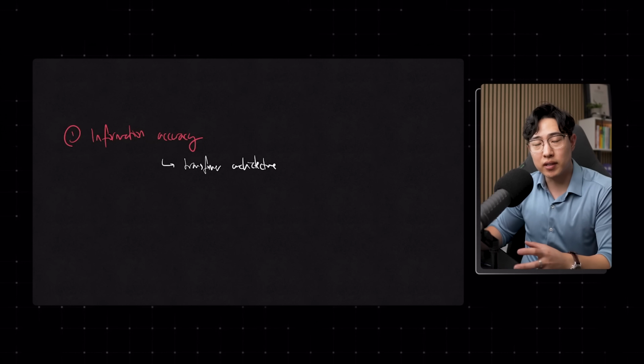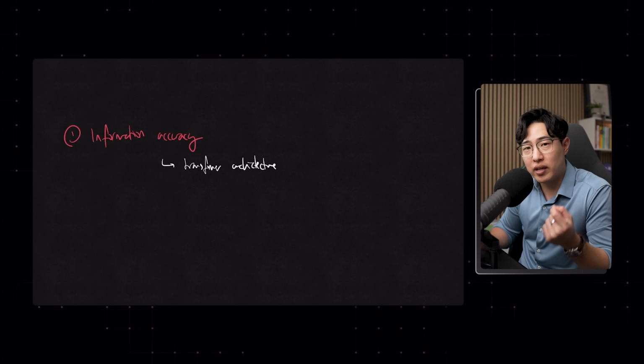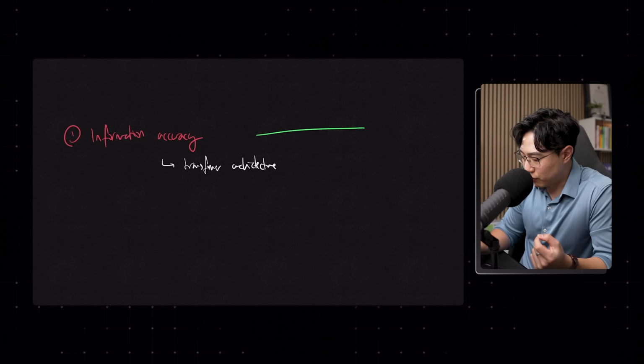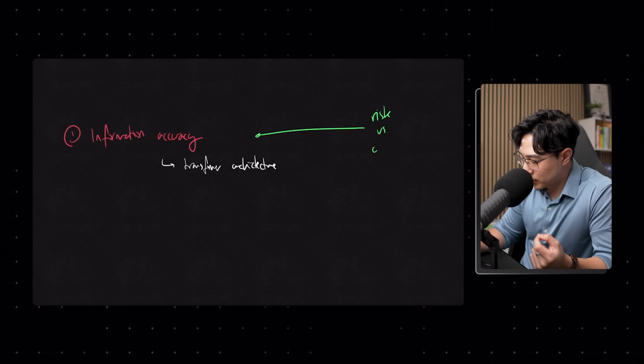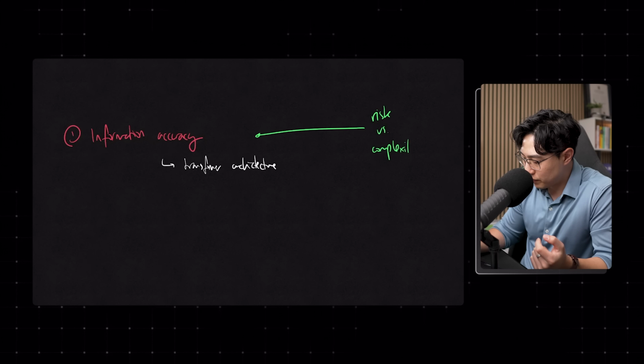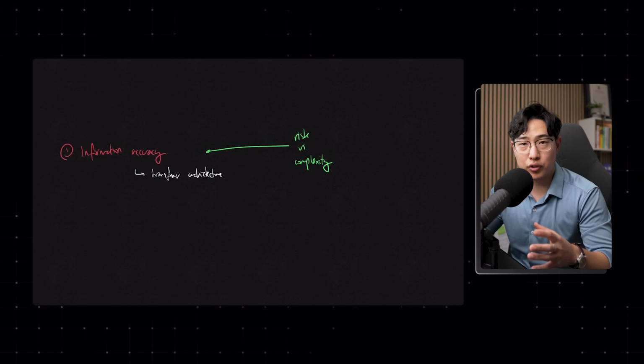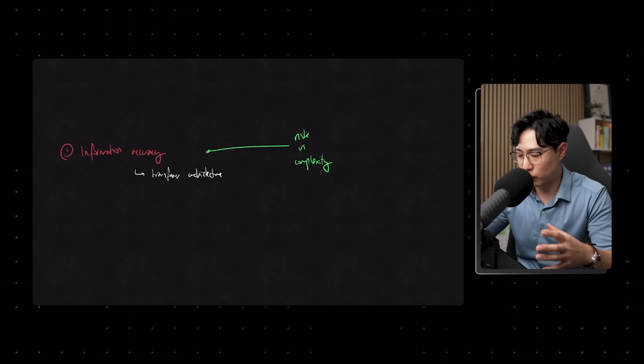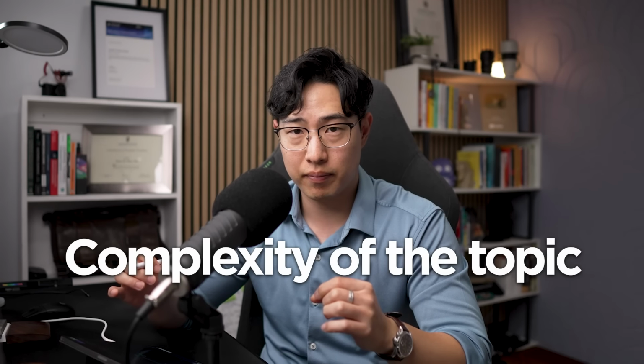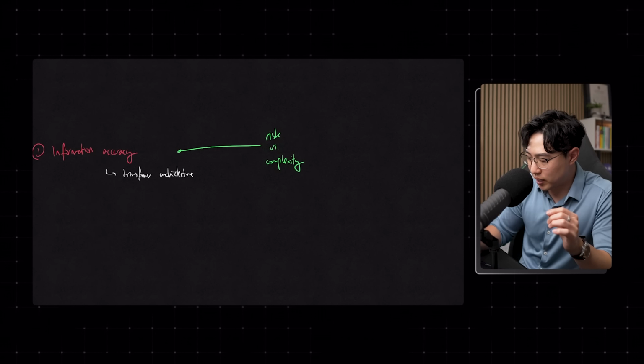And so what can we do about that? The solution to this is to reframe this not as an issue with information accuracy, but to reframe it as an issue of risk versus complexity. And this is across every task that you're going to use AI like a large language model for. Anytime you work with an LLM like Claude or ChatGPT, you always want to have an understanding about the complexity of the topic. And this is mentally the relationship you should keep in mind.